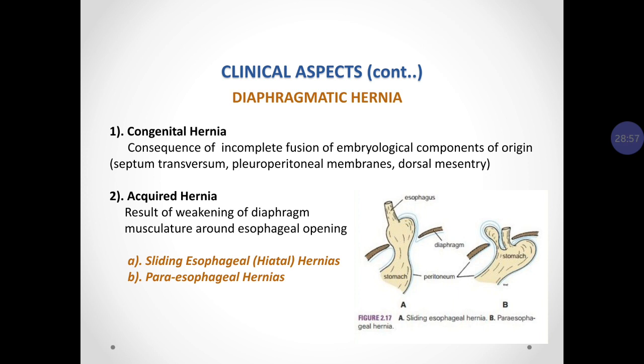The main difference between the two types is that in the sliding esophageal hernia, there is a weakening of the diaphragm muscle around the esophageal opening, and the part of the stomach along with the esophagogastric junction goes up into the thoracic cavity. While in case of the paraesophageal hernia, the esophagogastric junction lies in its normal place, but a part of the stomach moves up through the weakness. You can see that clearly from the two diagrams.